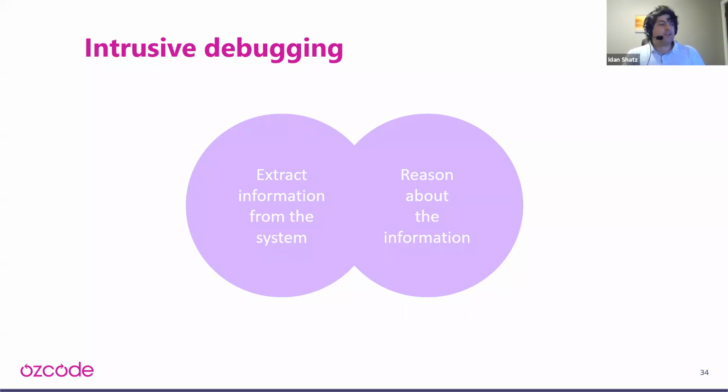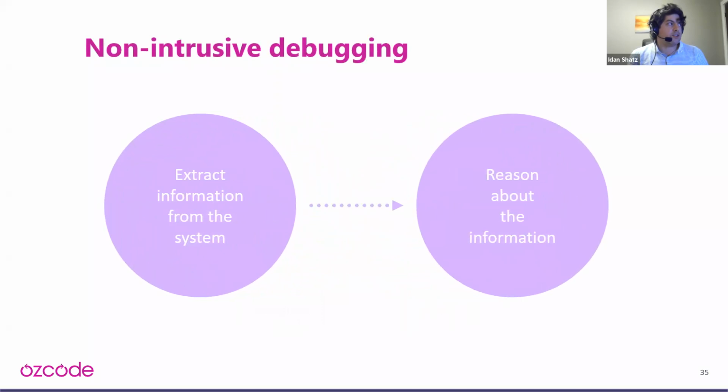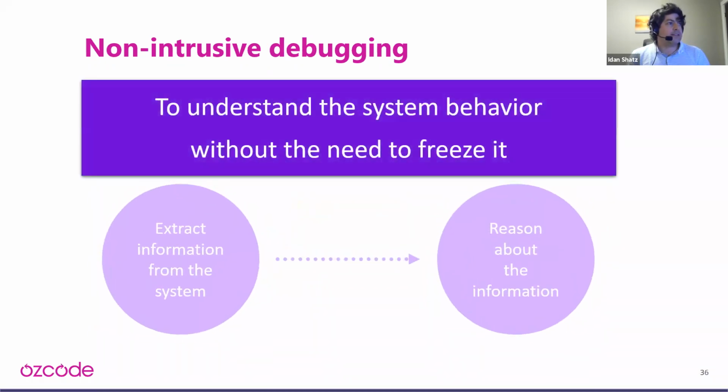And the issue here is that one happened in computer speed, while the other one happened in human speed. And I think there is a better way to do it, and that is what we call non-intrusive debugging. And that is, let's extract the information, and then let's reason about it in the past. That is really the basic idea that we're trying to do: understand the system behavior without the need to freeze it. So we can actually do it.